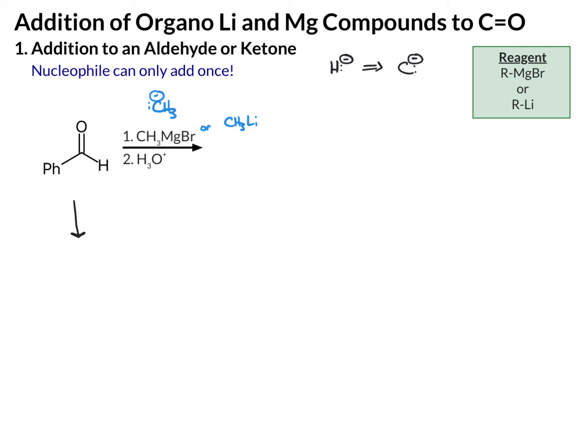So let's do this reaction. We're going to predict the product by going through the mechanism. So here's my CH3 minus, my first nucleophile, just like we did with the hydride. Use those electrons to form a bond with the carbonyl carbon. And then we push those electrons up to the oxygen.